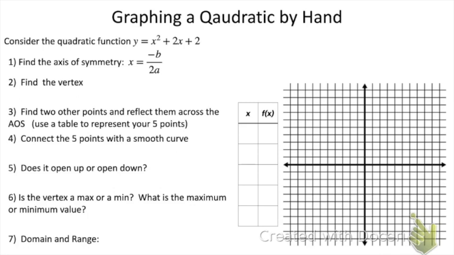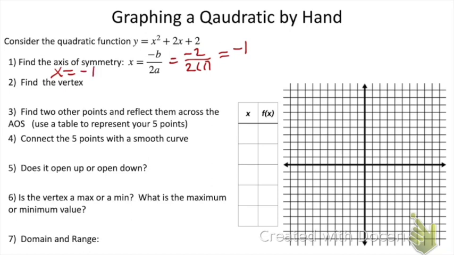Here we have graphing a quadratic by hand. So consider the quadratic function y equals x squared plus 2x plus 2. To graph by hand, we want to be able to find the axis of symmetry. If you recall, we find the x coordinate of the AOS by x equals negative b over 2a. In this case, our b is 2. This is equal to negative 2 over 2, and our a is 1. This is negative 2 over 2, which is negative 1. So my AOS is x equals negative 1.